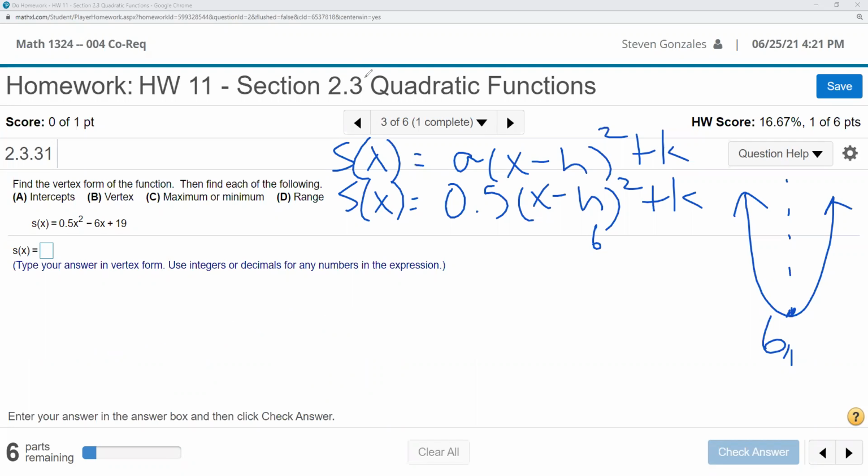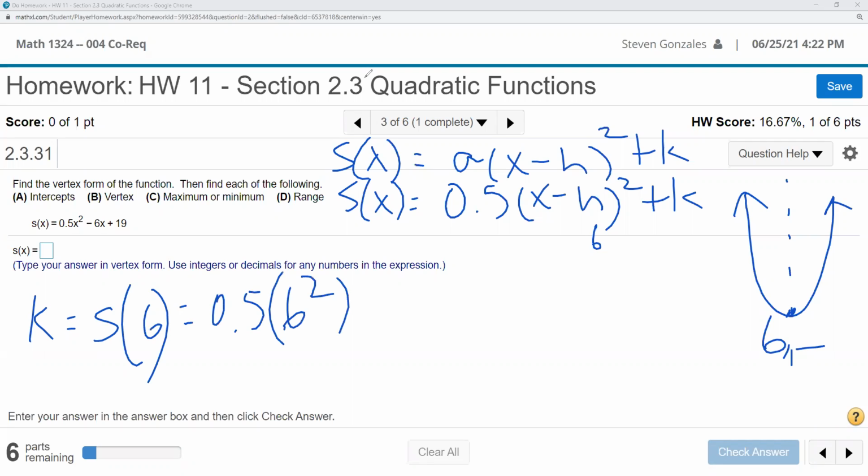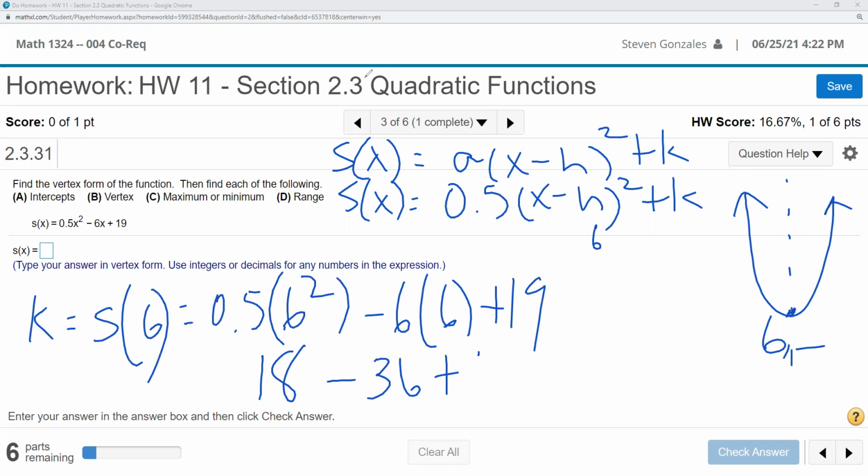K would be the result of S of 6, because it's got to be the Y value here. That's going to lead to half of 6 squared minus 6 times 6 plus 19. Half of 6 squared is half of 36. That's 18. Subtract 36 plus 19. So K is going to be 1.